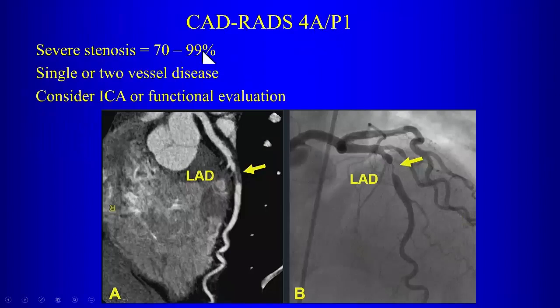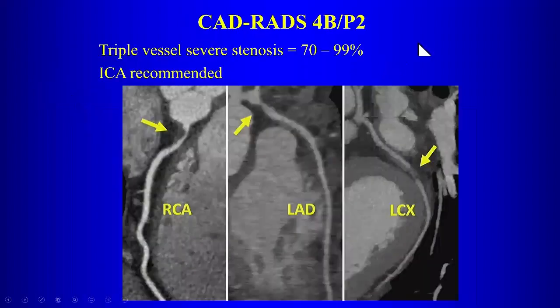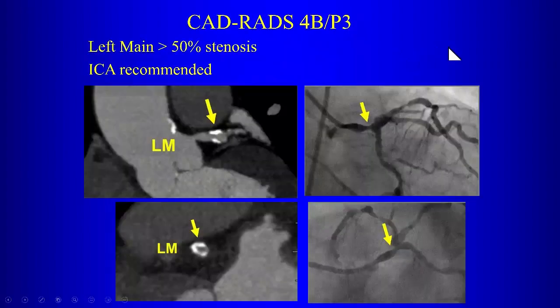And then when we get into the 4s, severe stenosis, here if it's a 4A, you can consider invasive coronary angiography or functional evaluation. A 4B, where you have triple vessel disease, there invasive coronary angiography is recommended. And the other thing to remember, because this also is a fair exam question, stenosis in the left main coronary artery. If you have greater than 50%, so the left main is different than the others, if you have greater than 50% of the left main coronary artery, that also gives you a score of 4B, which means that invasive coronary angiography is going to be recommended in those cases.